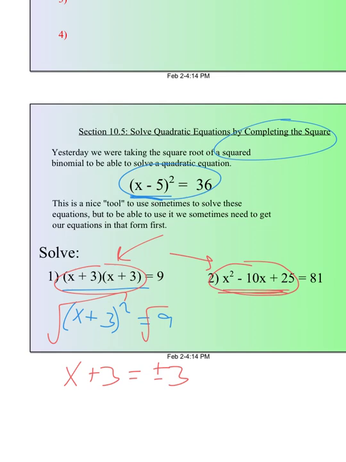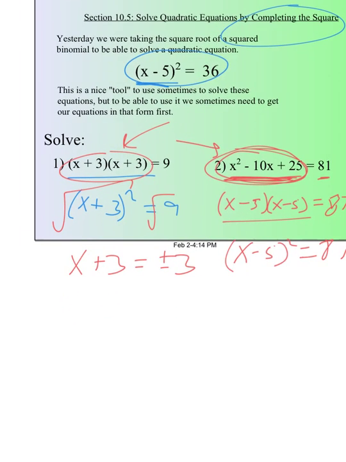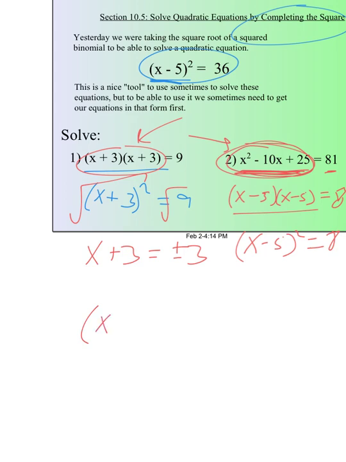Why this is called a perfect square trinomial is because of what happens when I try to factor this. Leave the 81 over here, but what happens when you try to factor x squared minus 10x plus 25? Well, I get x minus 5 and x minus 5, and that equals 81. Look at what I've got for the two binomials: the same binomial times itself. So I can write that as x minus 5 squared equals 81, and now I can take a square root like we've done. This is called a perfect square trinomial. It comes about when I have a binomial times itself.